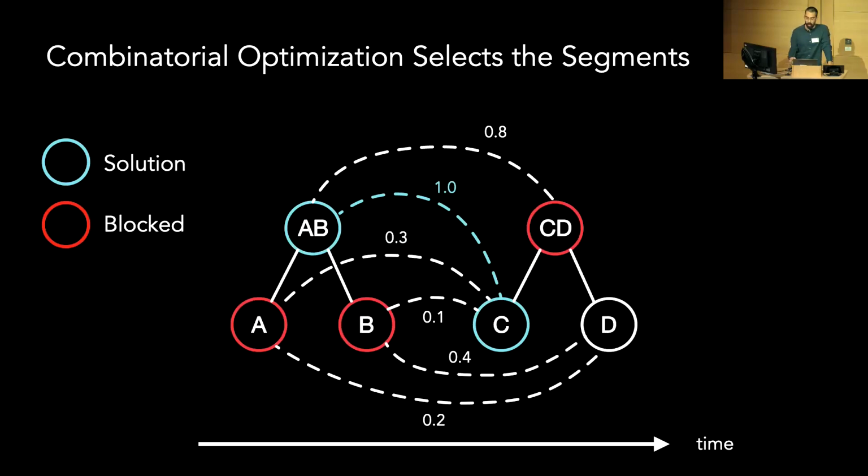In this example, we picked segments A, B, and C. Once C is selected, CD is blocked, and the same thing goes for AB. Once AB is selected, segments A and B are blocked and cannot be part of the solution. And this is optimized globally, not from pair to pair.